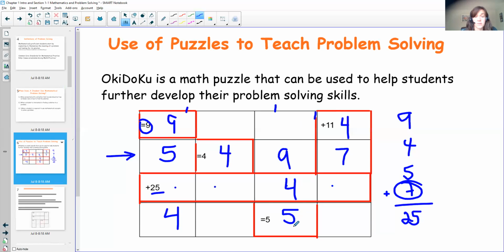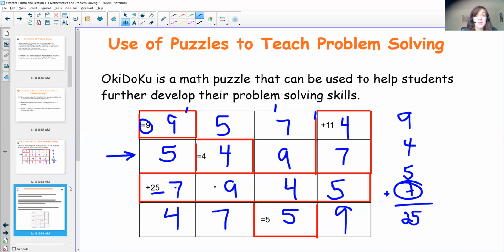This column has everything but a 7. Cool. Now this column also has everything but a 7. Cool. And look, 3 7s. 1, 2, 3. That means my last 7 has got to go here. Let's see. 4, 7, 5. That's got to be a 9. 4, 7, 9. That's got to be a 5. And look, it just sort of falls into place. And now take a look. I have 9, 7, 5, 4. It all worked out.